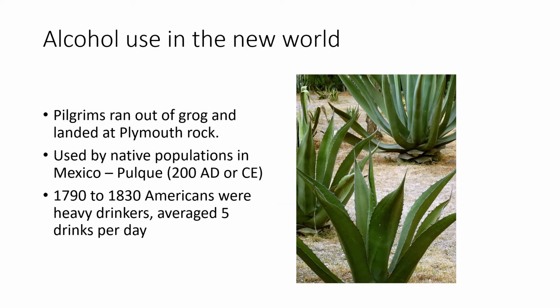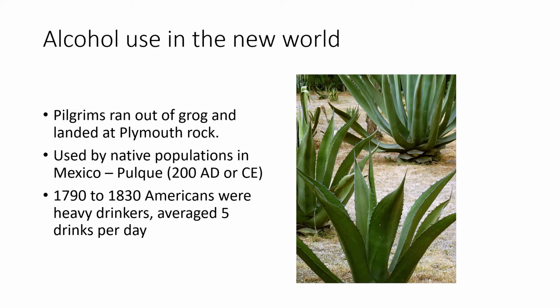Alcohol use was introduced into the New World, and it arose from two different sources. One is that the Pilgrims ran out of grog and landed at Plymouth Rock. Originally, the reports are that they intended to go farther south, but there was no more grog in the hull of the ship, and they had to stop and find something to ferment. Grog then included both beer and rum.